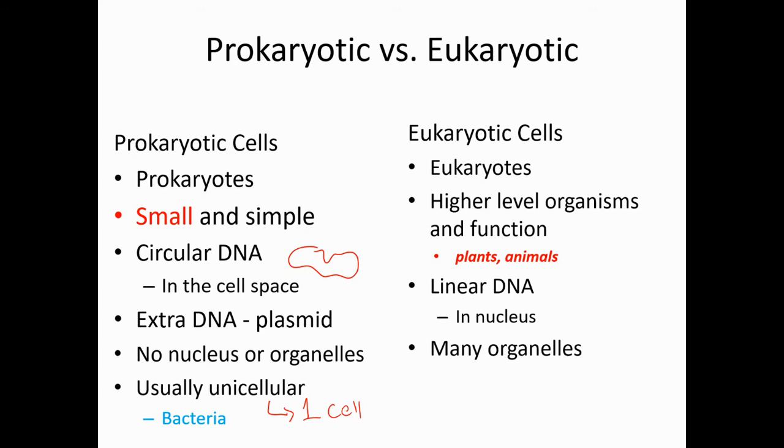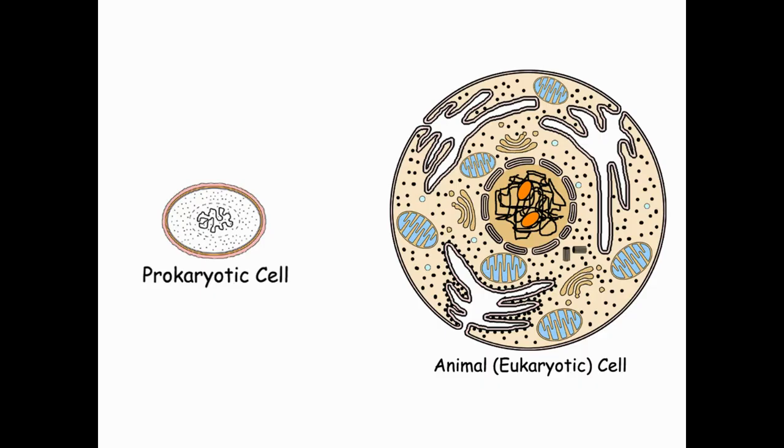Eukaryotic cells, on the other hand, are super complex, high-level organisms, right? Things like plants, animals, fungi, stuff like that. They have a lot of organelles that perform tasks, and then they all have to work together. Their DNA is more linear, right? There's a lot of it, and that hangs out in what we call the nucleus, which we'll be learning about here in just a second. So think about prokaryotic versus eukaryotic, right? Very different things.